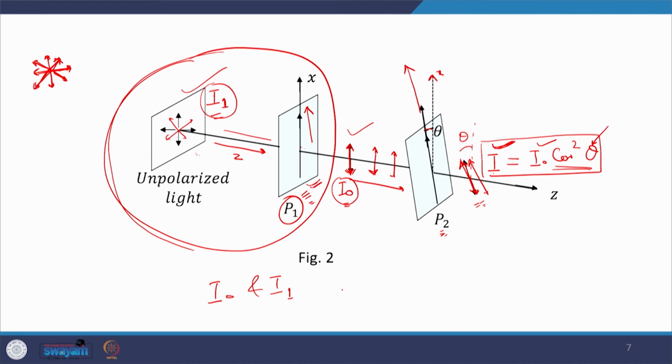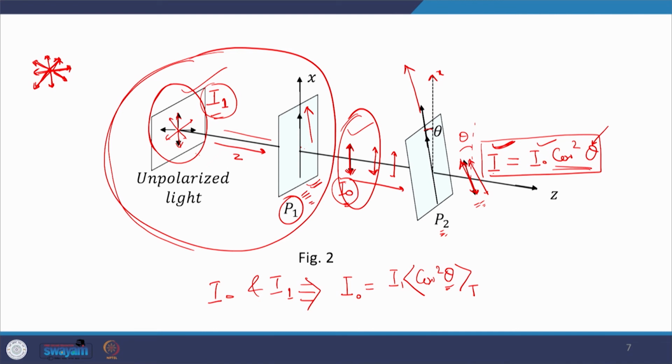In this case, we will again implement Malus law, which says I naught is equal to I1 cos square theta, but theta here is the angle between x axis and the direction of oscillation of the field in unpolarized light. But we know that in unpolarized light, the field changes its direction of oscillation, its orientation is random. Therefore, the direction of oscillation is a time dependent function, so we will take the time average of cos square theta.